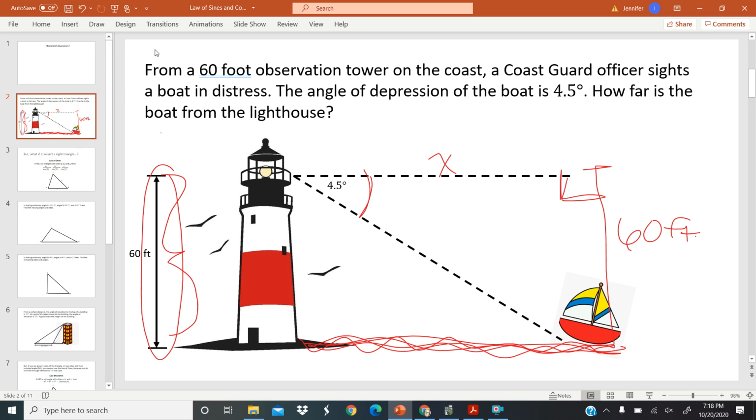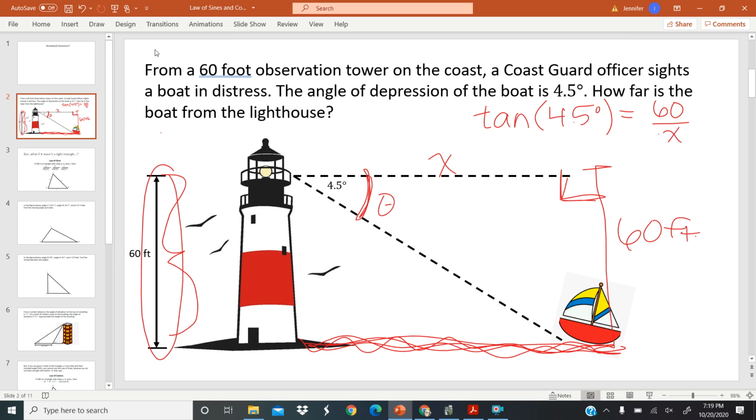So now we have a right triangle, and we have one side, which is 60 feet. We have our angle here, which could be theta or 4.5 degrees. And we have the opposite side, and then another side that is not the hypotenuse, so that's going to be the adjacent side. So to find the side x, you're going to just use SOHCAHTOA like you've done in the past. So in this case, we're going to be using tangent because we have the opposite side and the adjacent side. So we would have the tangent of 4.5 degrees is going to be equal to the opposite side, which is 60 foot over the adjacent side.